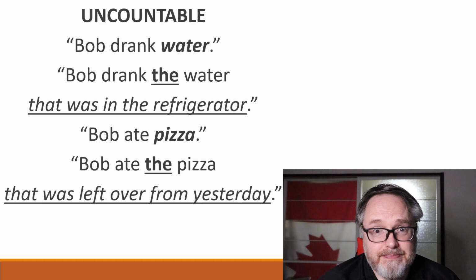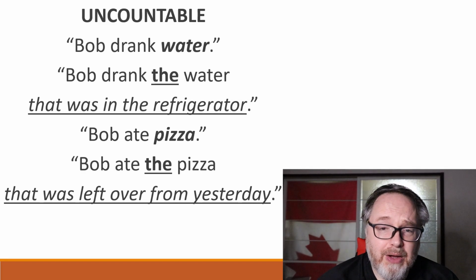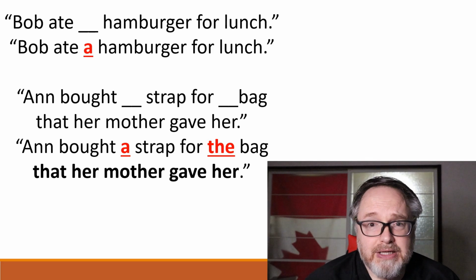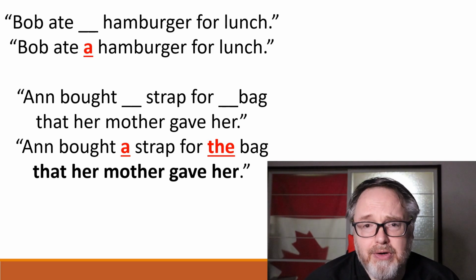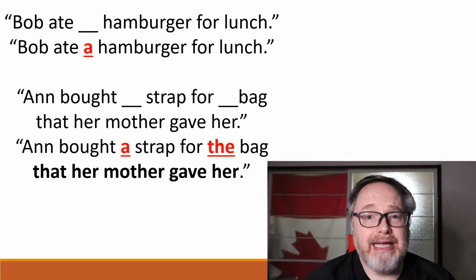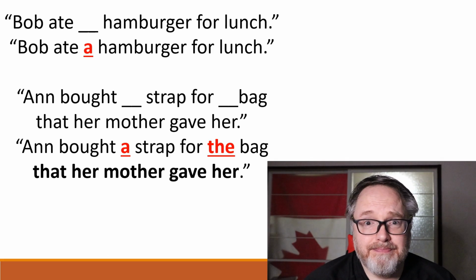Bob ate pizza. Bob ate the pizza that was left over from yesterday. In the first sentence, we have no information. Pizza is general. In the second sentence, we have more information. We know which pizza Bob ate, so we can use the pizza. Looking at some more examples, Bob ate hamburger for lunch. Hamburger is countable, hamburger is single. We should put a in this case. Bob ate a hamburger for lunch.